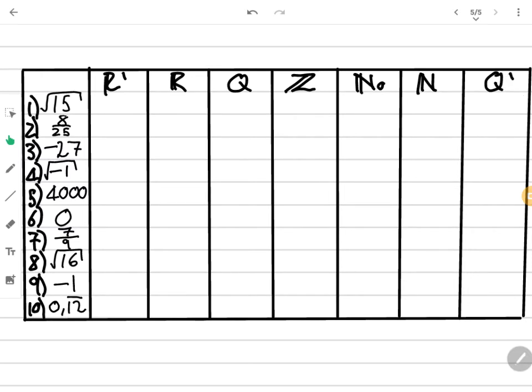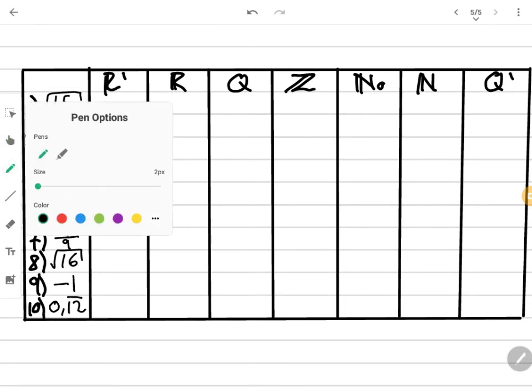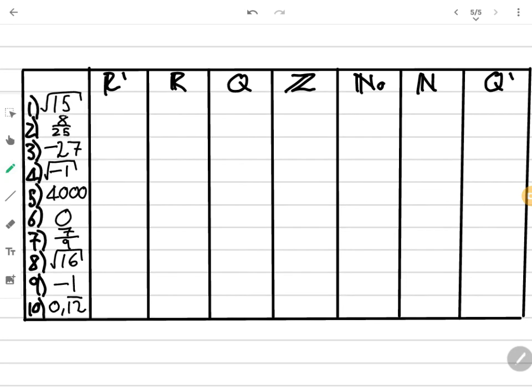This table is a common way of asking a question in a test to classify the numbers and what type of number it is in the real number system. So I'm just going to do number 1 and 2 as an example for you quickly. So, we take the square root of 15.